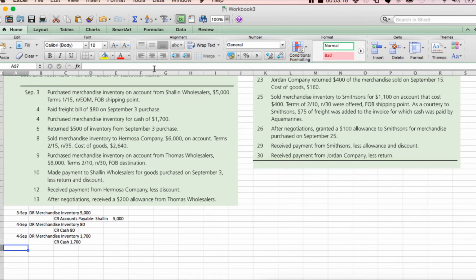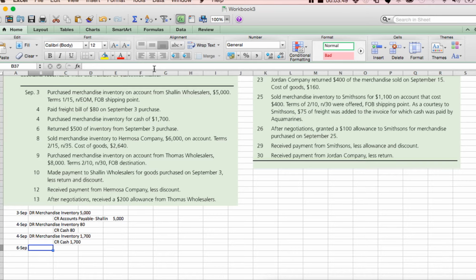Moving right along, September 6th. We have sold merchandise inventory to Hermosa Company, $6,000 worth on account. Terms, there's the credit terms, and the cost of goods sold is $2,640. So first, remember this is going to require two journal entries. First, the one showing accounting for the sale, and then accounting for the inventory side.